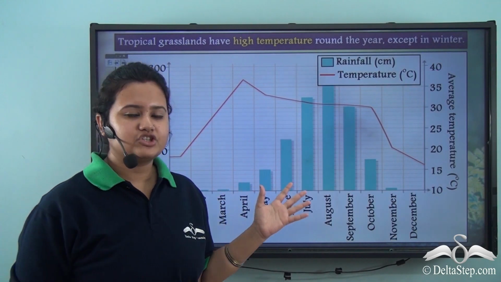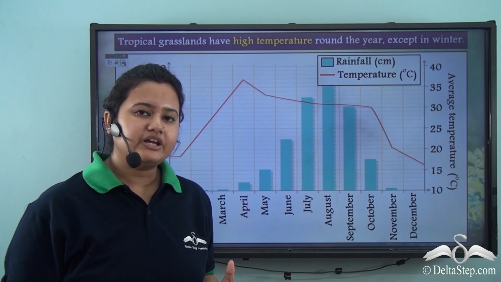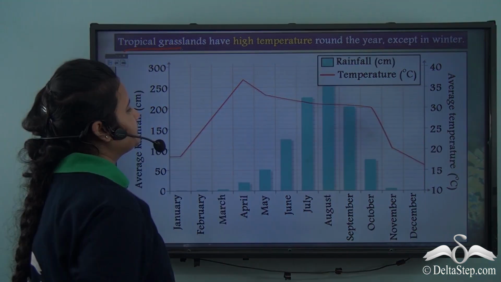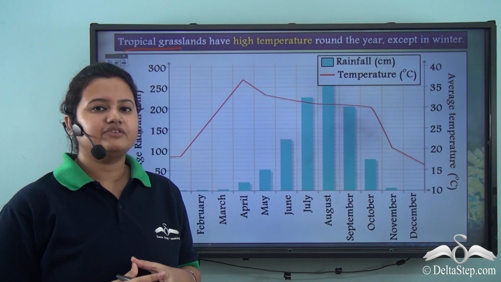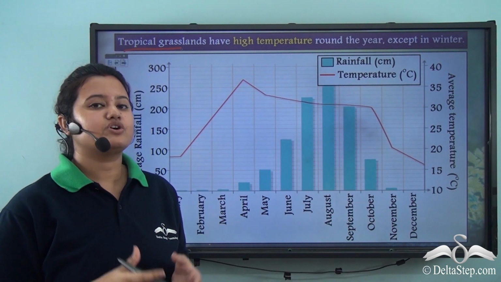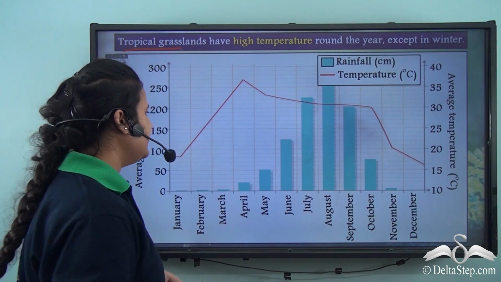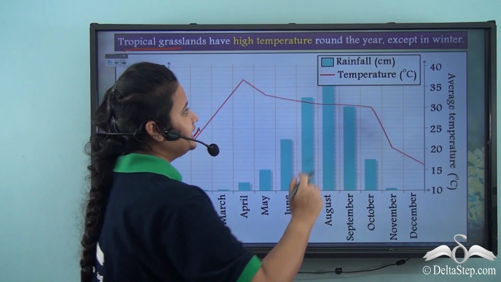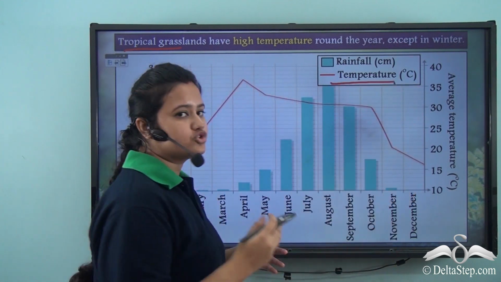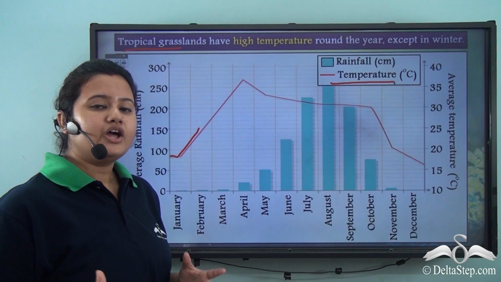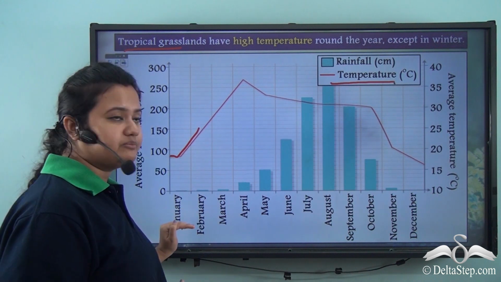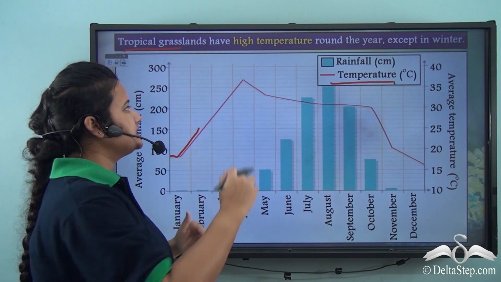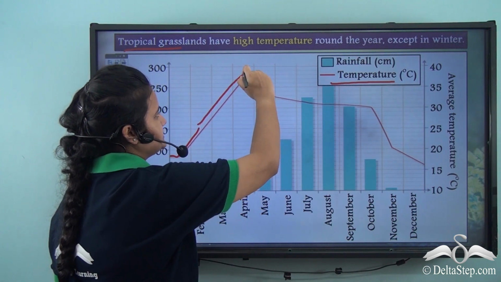Now here we have a chart that shows the temperature and rainfall pattern of tropical grasslands. Firstly we will deal with the temperature conditions of tropical grasslands. Well, this line marked in red shows the temperature conditions of tropical grasslands. Here we can see that in the months of January and February the temperature is very low. But after March the temperature gradually rises.